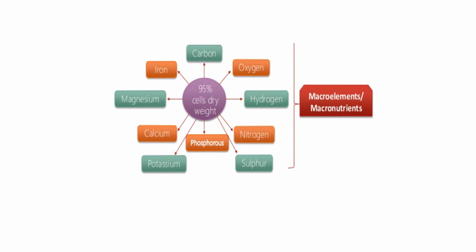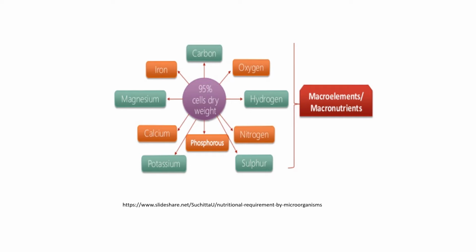First, we will discuss the macronutrients or the macroelements. Okay. Now here you can see that 95% of the cell's dry weight will consist of macroelements. So it includes carbon, oxygen, hydrogen, nitrogen, sulfur, phosphorus, potassium, calcium, magnesium, iron. All are macroelements or macronutrients.